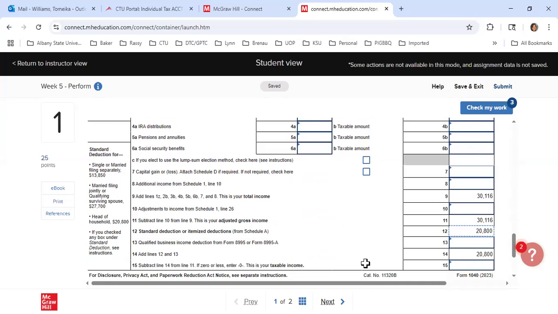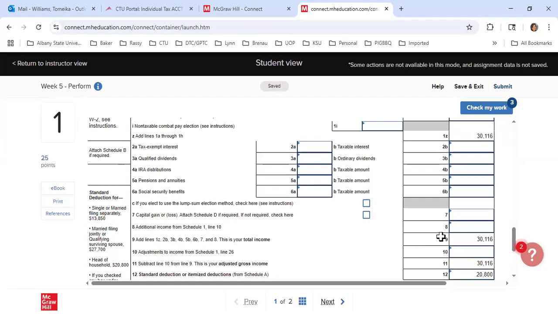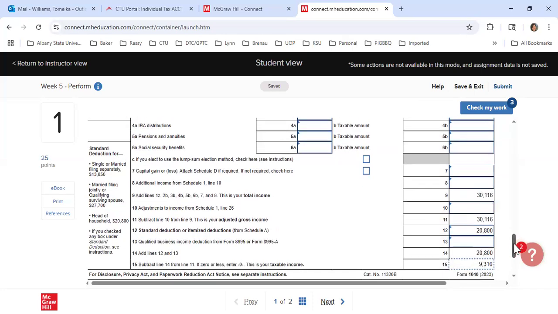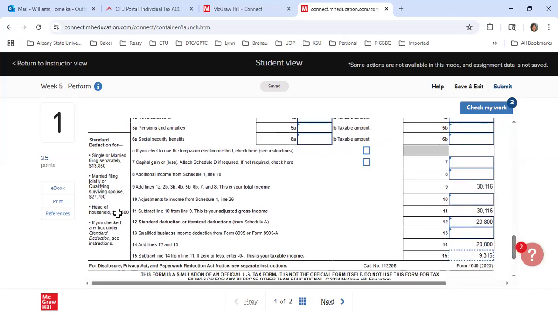You want to place that on line 12. And then line 15, subtracting line 14 from line 11. So 30,116 minus 20,800 gives us 9,316. So please confirm that you have everything on this page 1040, page 1, before we go to the next area or the next couple of forms that we need to complete technically.